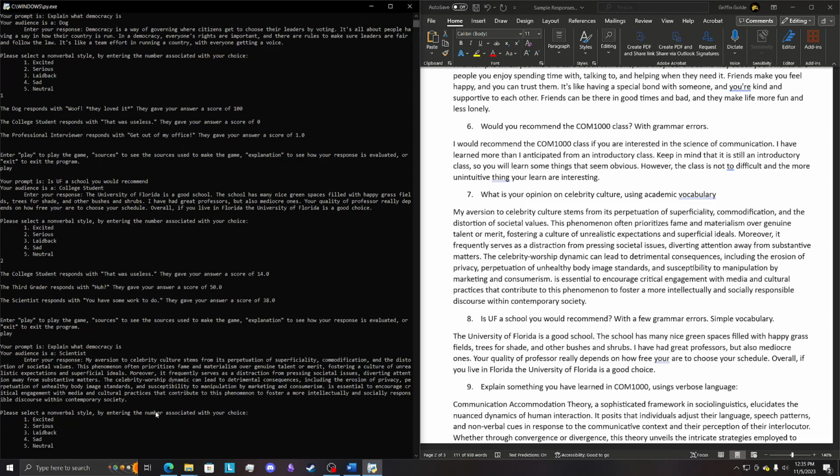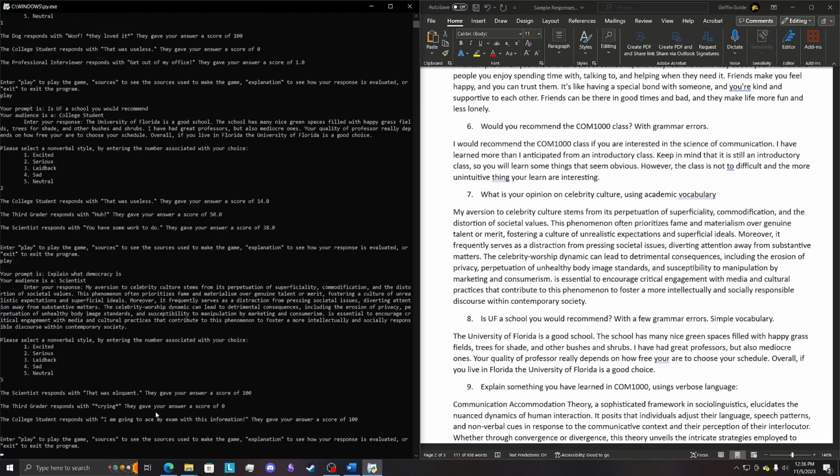We're also going to have a neutral nonverbal style here. The scientists thought it was eloquent, and they give us a score of 100. The third grader was very overwhelmed by the number of complex words like superficiality, commodification, distortion, even phenomenon. So they didn't really like our answer that much, and they started crying. But the college student also really liked our answer because it was detailed enough for them to glean enough information so they're going to apparently ace their exam with this information.